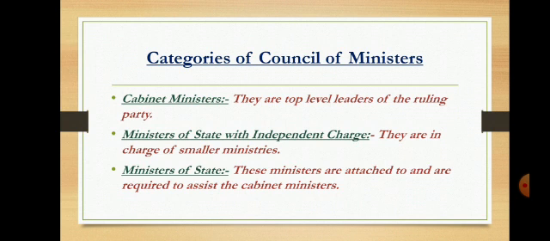The Council of Ministers consists of three categories. Cabinet ministers, they are top-level leaders of the ruling party. Ministers of state with independent charge, they are in charge of smaller ministries. Ministers of state, these ministers are attached to and are required to assist the cabinet ministers.